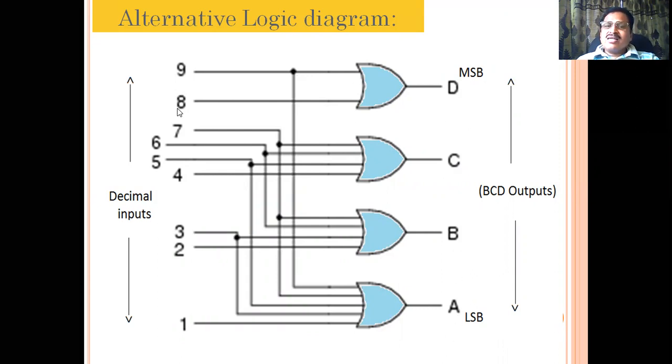For decimal 8, 1, 0, 0, so it is only applied to the OR gate with output D. For decimal 7, we want to get 0, 1, 1, 1 as a BCD code. So no connection for OR gate D, but from 7, connection to C, then B, then A, and so on. So you can remember either this diagram or maybe the previous diagram. Both are one and the same, which converts applied decimal inputs into equivalent BCD outputs. From the theory exam point of view, you just remember either the previous diagram or this diagram. Any one is enough. Better, you should remember the previous one, easy for the sake of understanding.